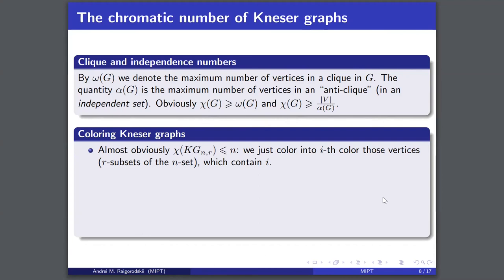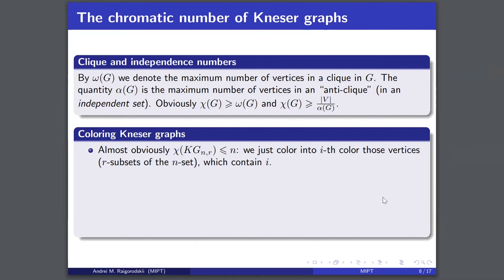I'll write it. So we had this underlying set consisting of n elements, and the vertices were r-element subsets. Do you remember? Yes. Now we take, for example, 1, and we consider all possible r-element subsets which contain this element 1. They are pairwise intersecting. Yes. So no edges appear. This is an independent set of vertices. Okay, so it's possible to color them into the first color. The same is done for those vertices which have not yet been colored but contain the element 2. And we color all such vertices into the second color, and so on. So the chromatic number of the Kneser graph with parameters n and r is bounded from above by n.